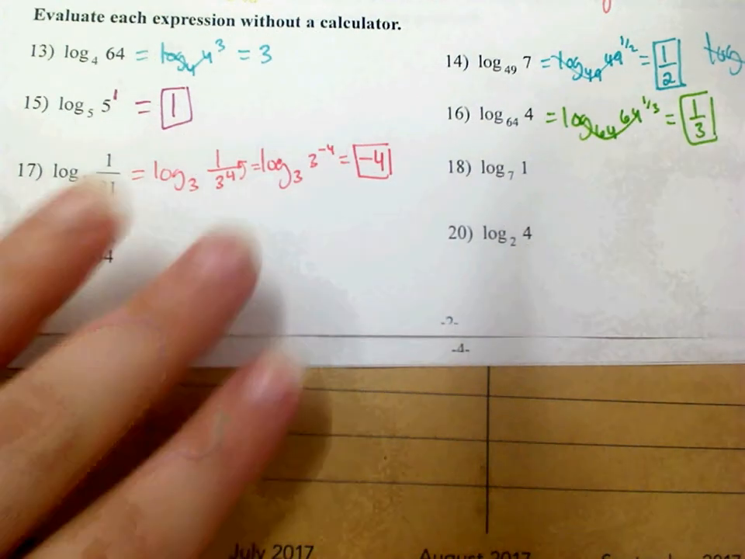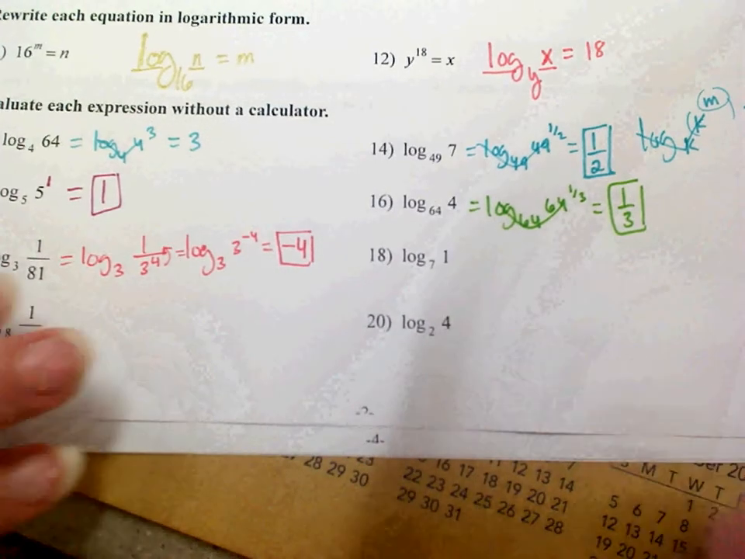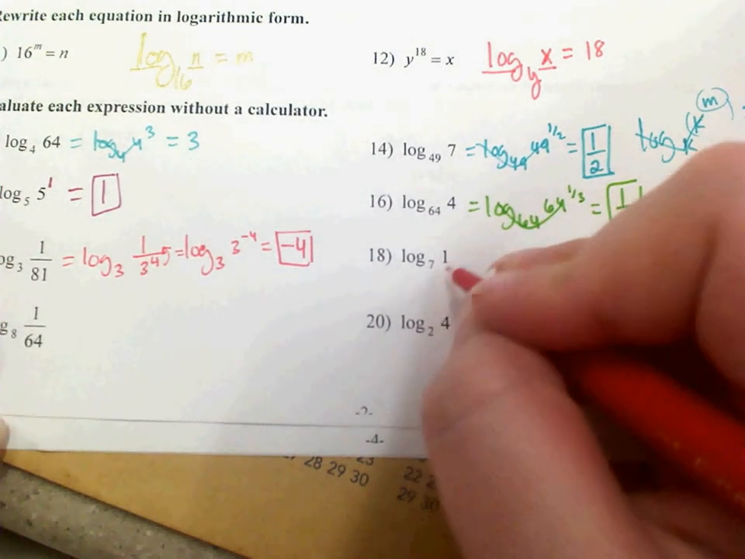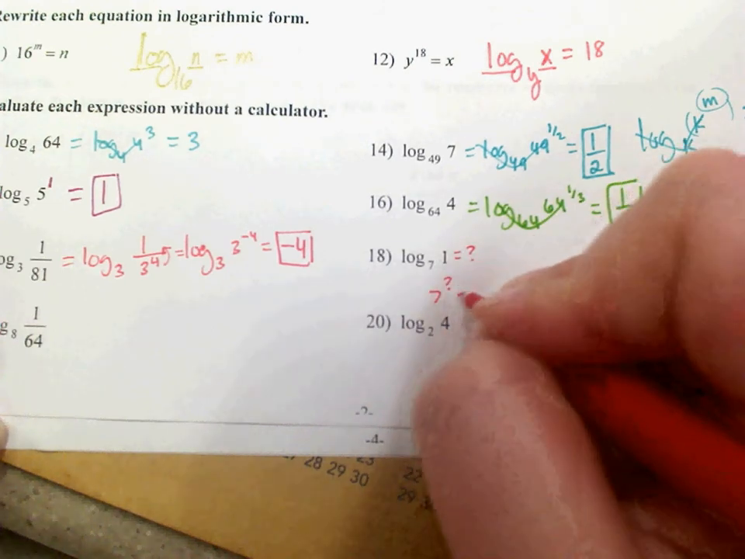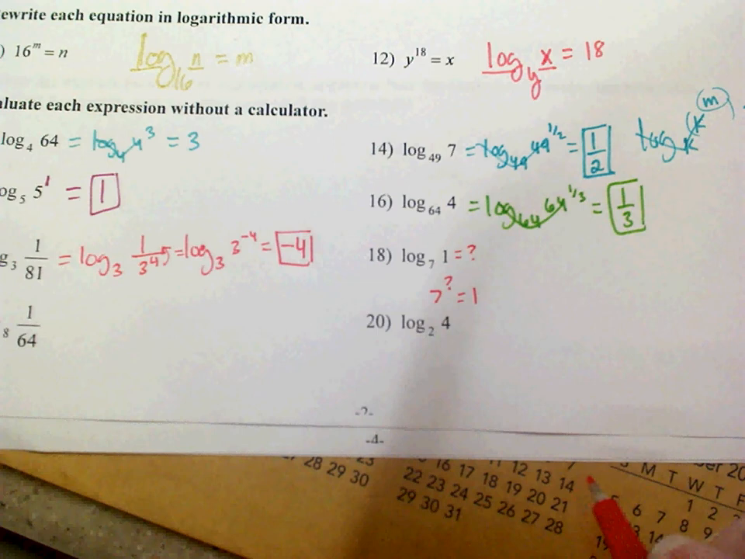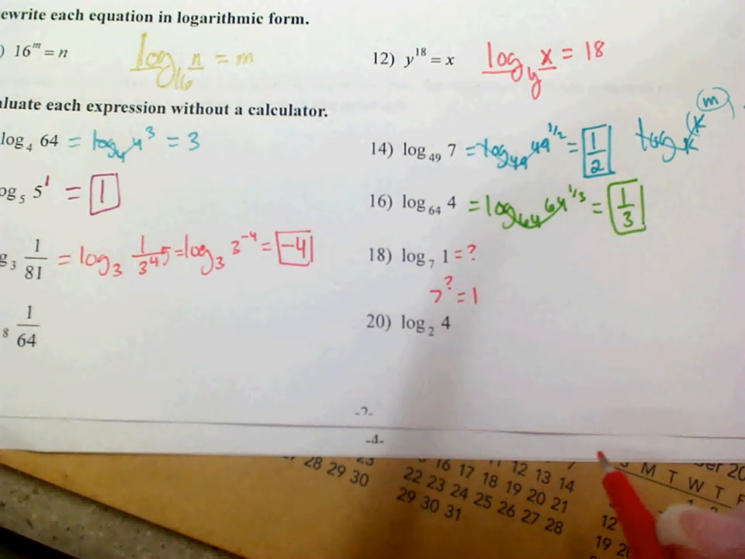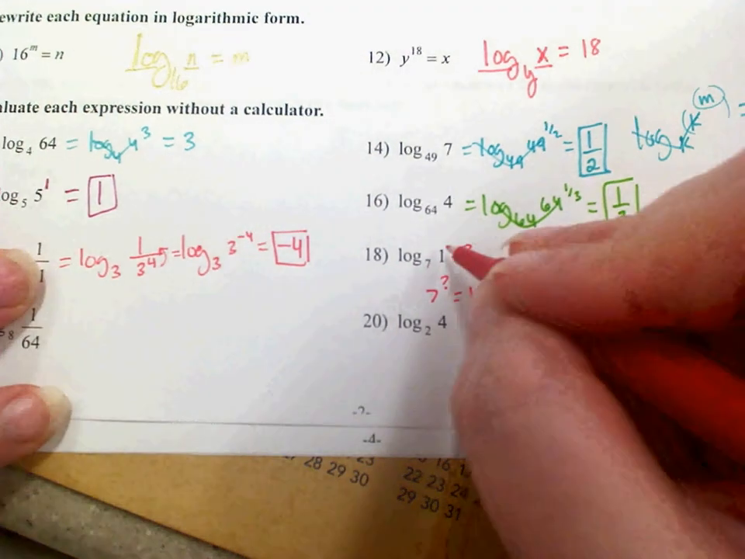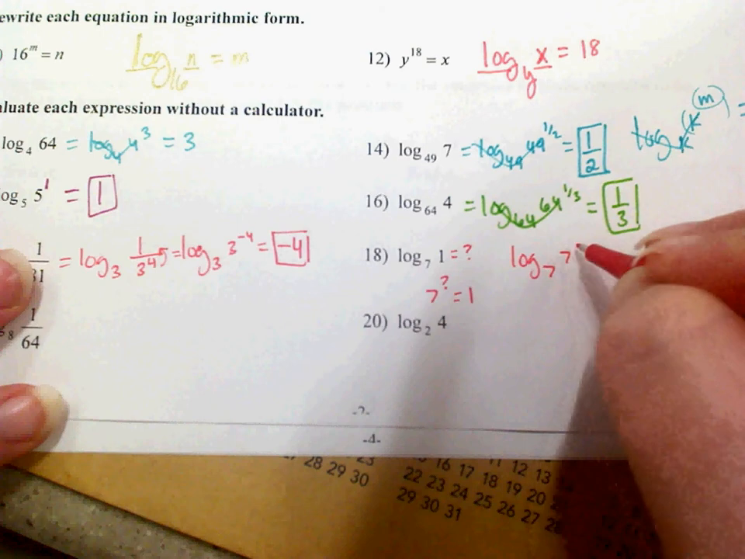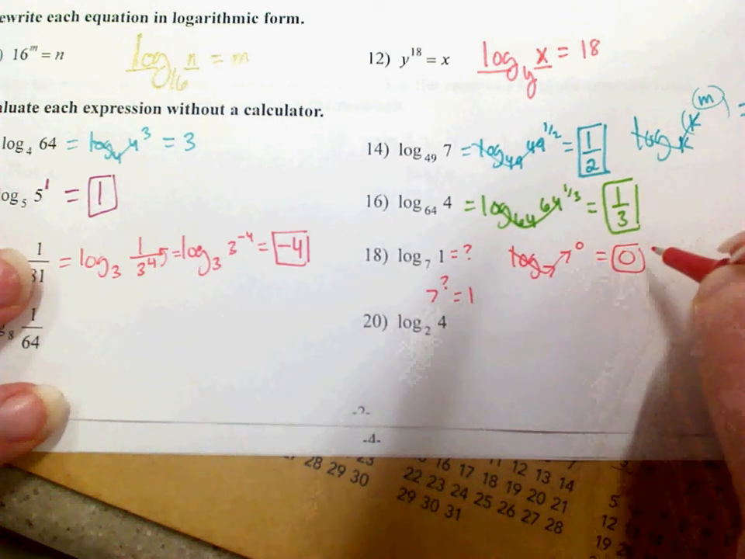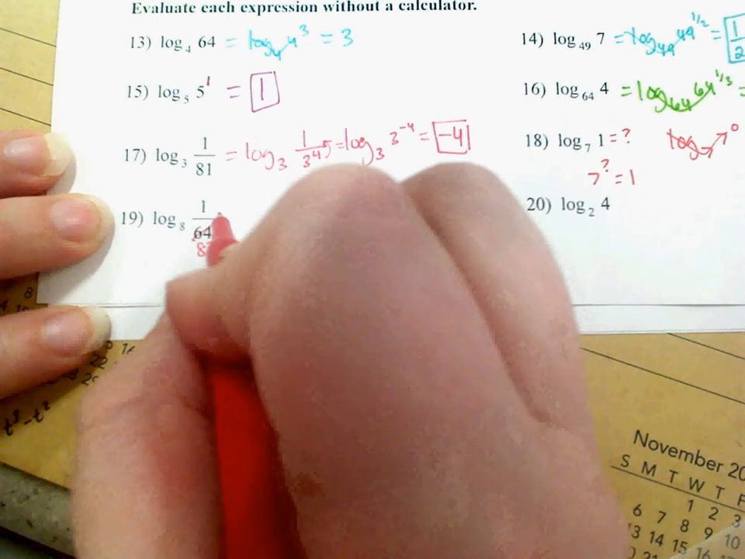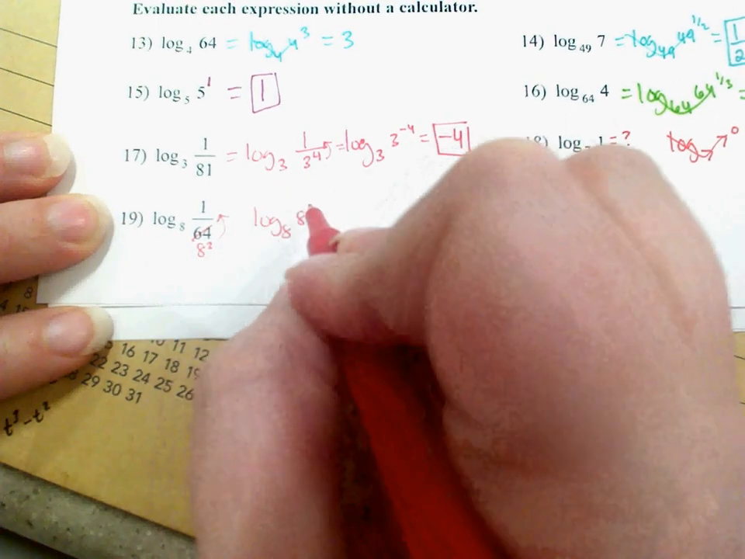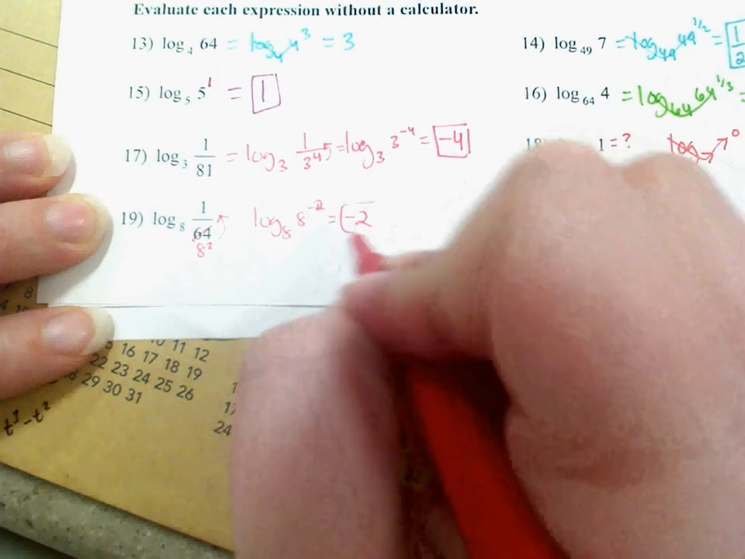Okay, and then when I think about this, if I don't know what that equals, then I could say 7 to what equals 1? Well, 7 to the what power equals 1? Guys, 7 to the what power equals 1? 0. Good. So anytime you have this, you can rewrite 1 as 7 to the 0 power. So the answer is 0. Log of 1 is always 0. Number 19. 64 is 8 squared. Bring it up. It's 8 to the negative 2. Log base 8 of 8 to the negative 2 is negative 2. And 4 is 2 squared, so the answer is 2.